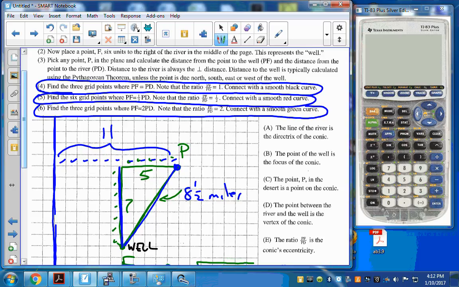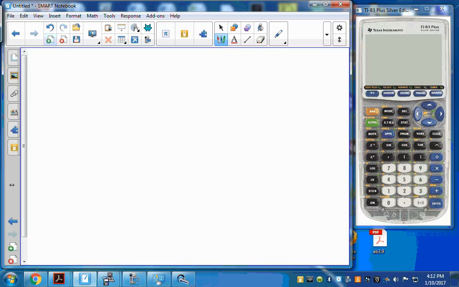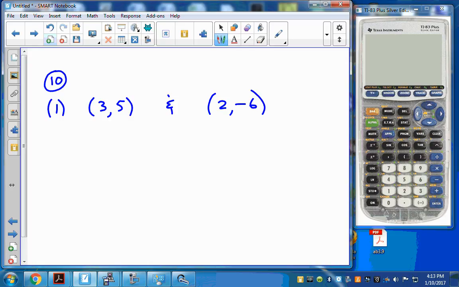What I want you to do for your digital learning day assignment is I'm going to give you 10 problems, and each problem will consist of 2 ordered pairs. So (3, 5), and I'll make one up here, (2, -6). And these are going to be called A and B.